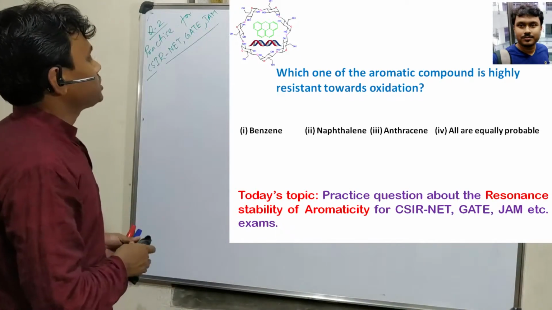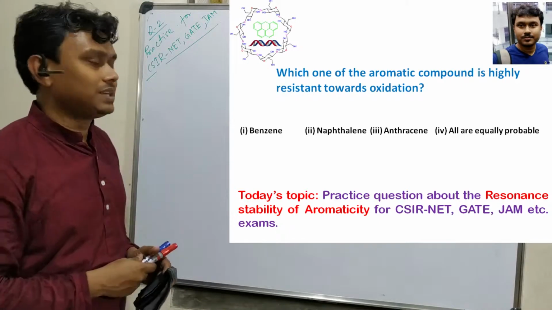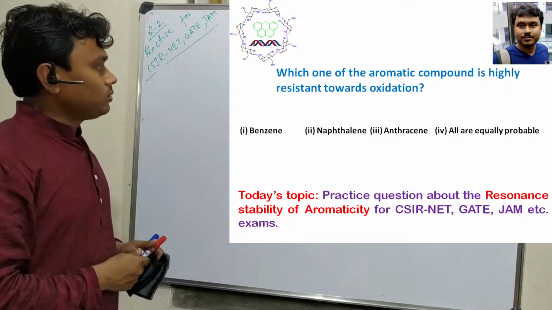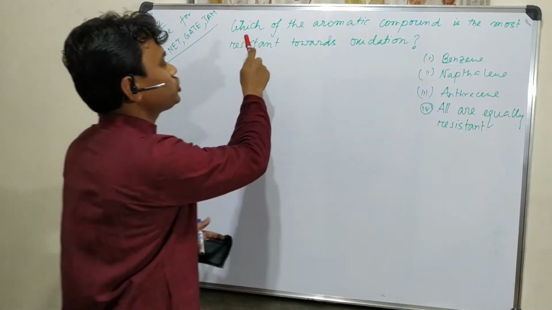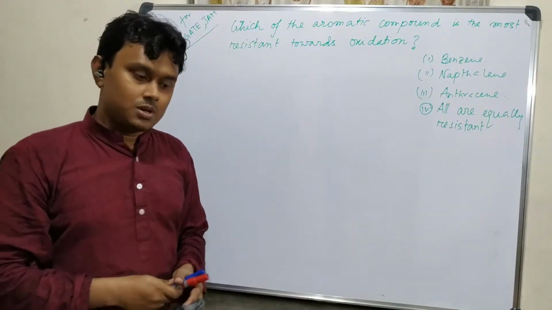So today we will discuss a practice question. That question may be useful for CSIR-NET, GATE, JAM, etc. exams. So the question is, which of the aromatic compounds is most resistant to oxidation?